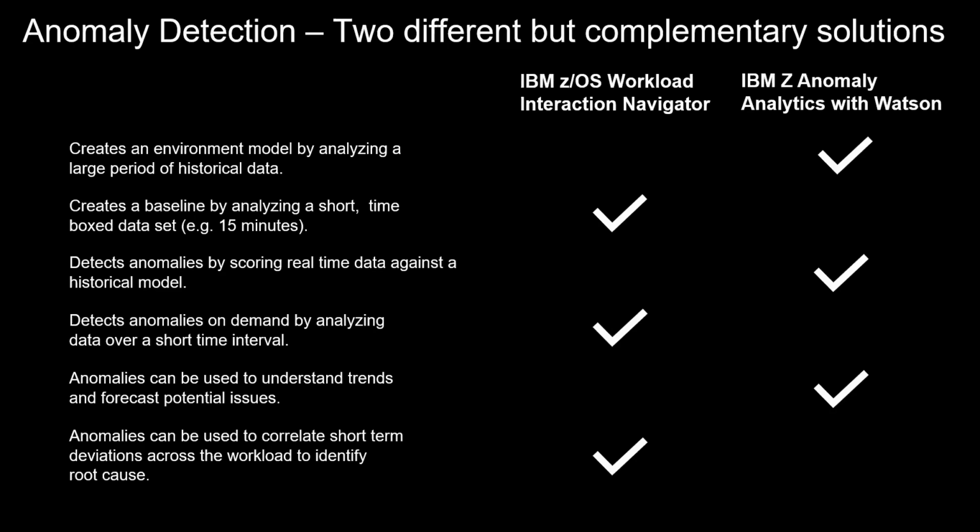I did want to spend just a couple of minutes as we wrap up this session on a couple of differences from our other anomaly detection solutions, comparing the workload interaction navigator and our Z anomaly analytics with Watson. Z anomaly analytics with Watson looks at historical data to create a baseline of what is normal, whereas the workload interaction navigator has no prior context or knowledge of what happened within the environment.